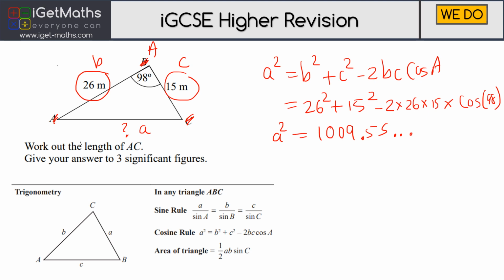So quite simply, once you've got that answer on the calculator, just square root it, and that'll give you a rounded to 3 significant figures. So if we square root that answer, that gives us 31.77, and that rounded to 3 significant figures will be 31.8 for a.